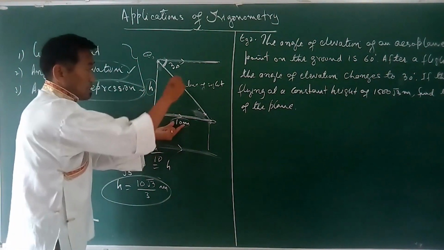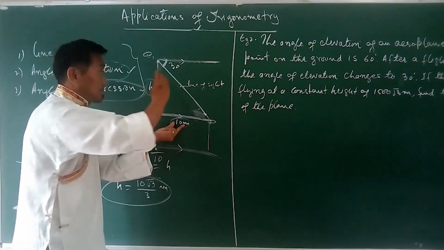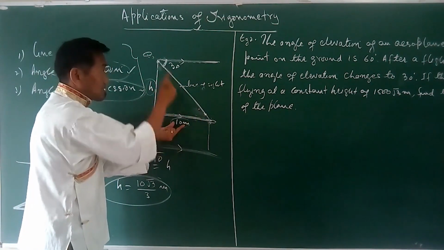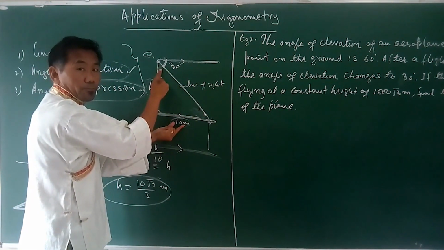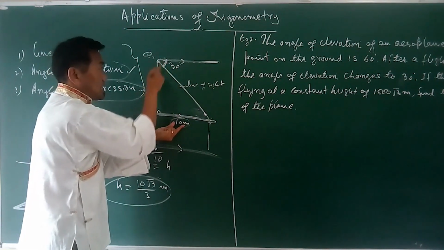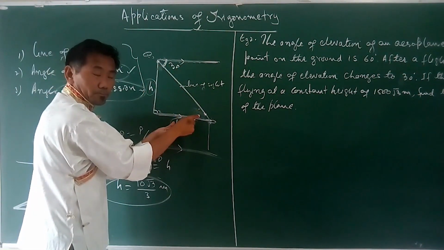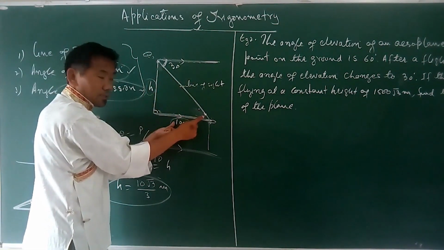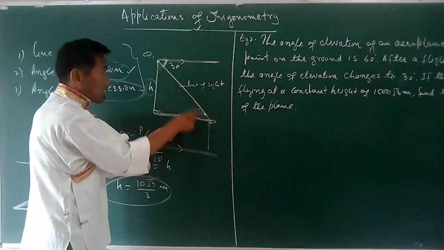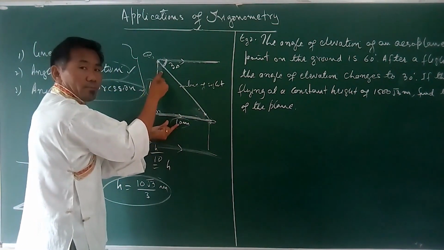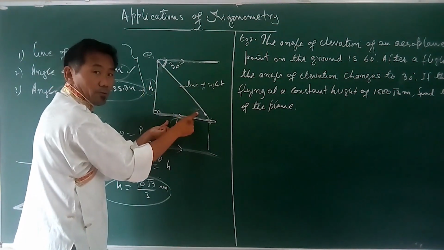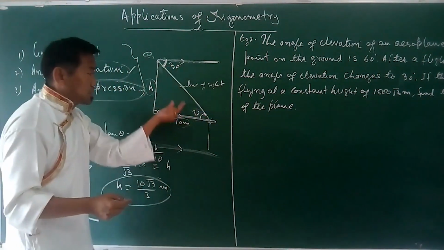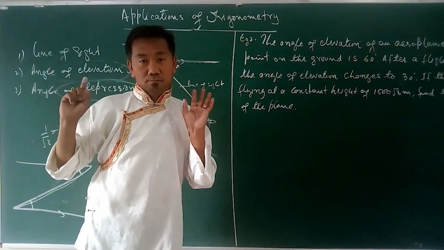We don't need this. These are long processes. Since the horizontal lines are parallel, the angle of depression is 30 and the angle of elevation is also 30, because the angle of depression is always equal to the angle of elevation.